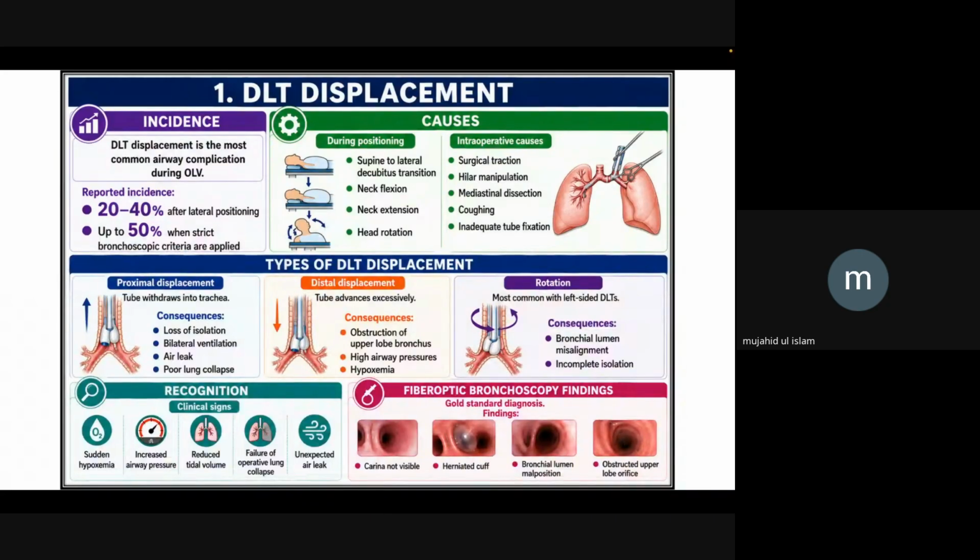DLT displacement is the most common airway complication during one lung ventilation, occurring in about 20 to 40% of patients after lateral positioning. It commonly occurs during patient positioning, neck movement, surgical traction, or inadequate tube fixation.